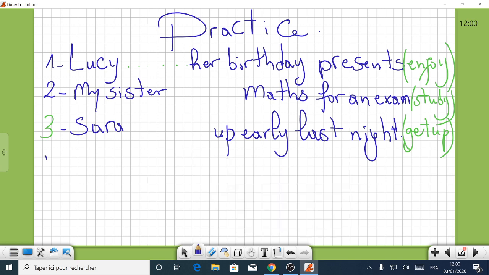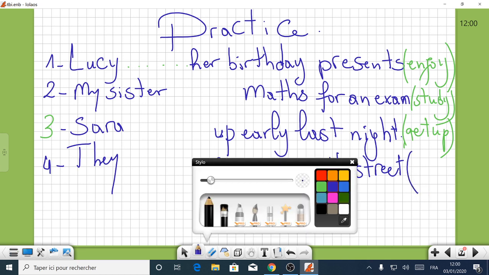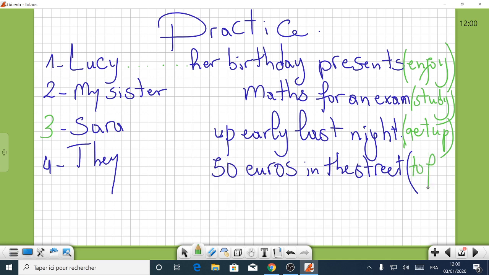The fourth one: they, 50 euros in the street. And the verb is to find. As usual, I need to clean, and then the green color, and we write to find here. Right, to find. So that's it. This is just a little practice for the past simple verbs.